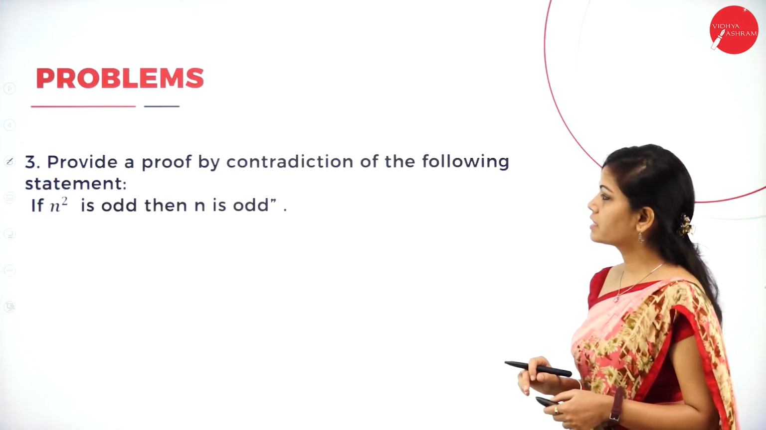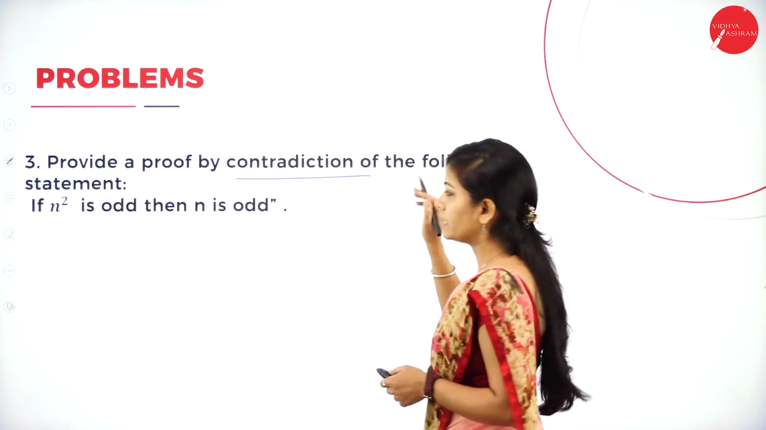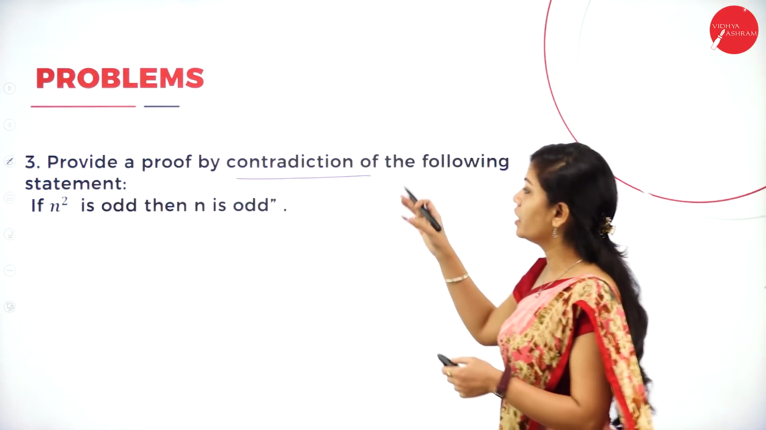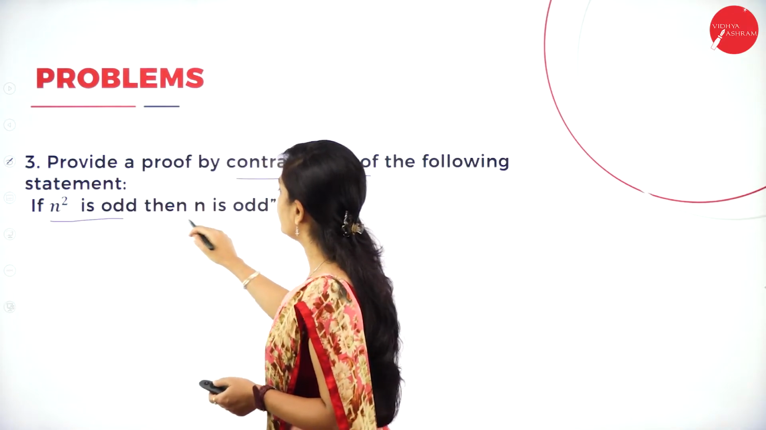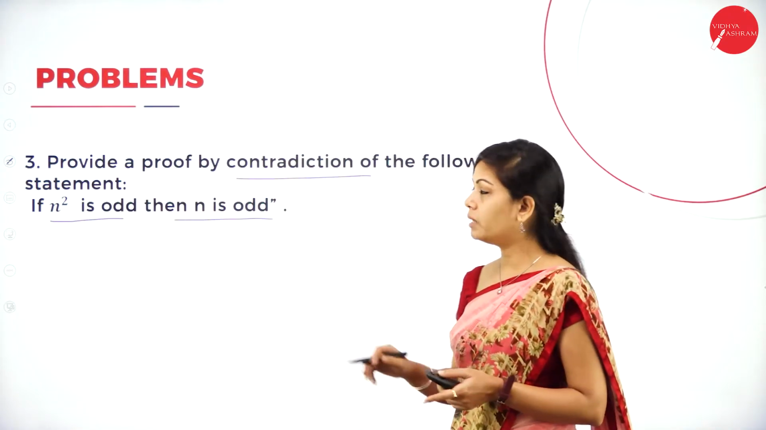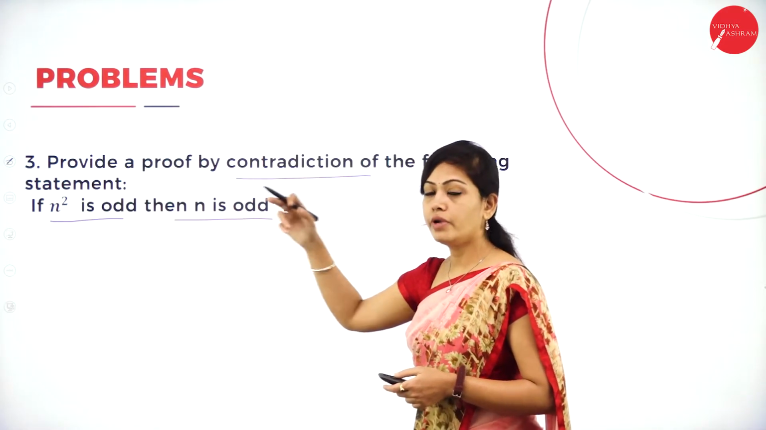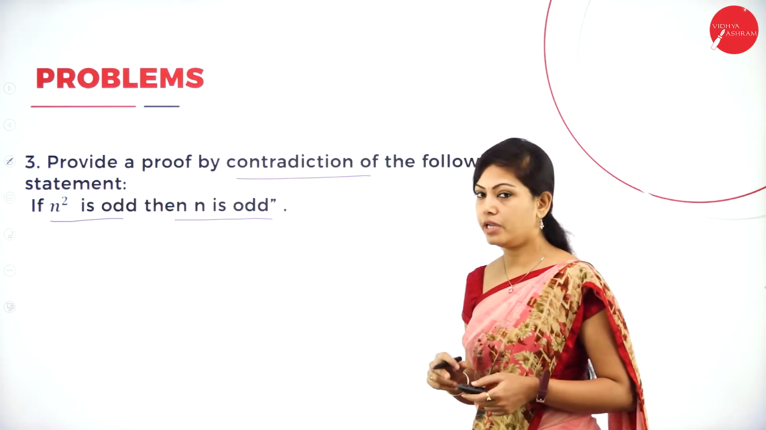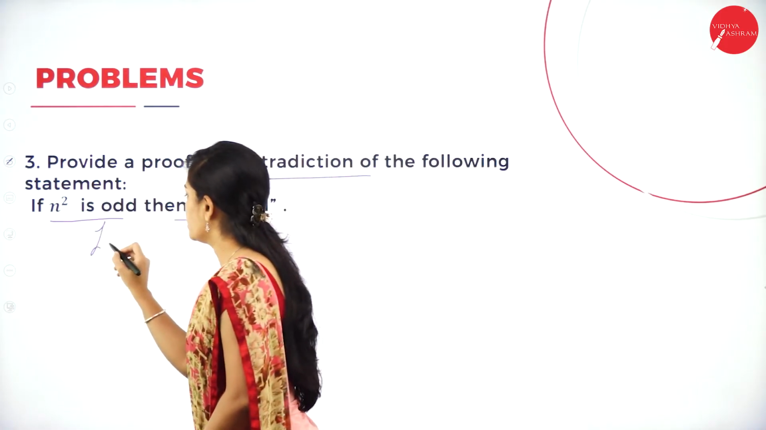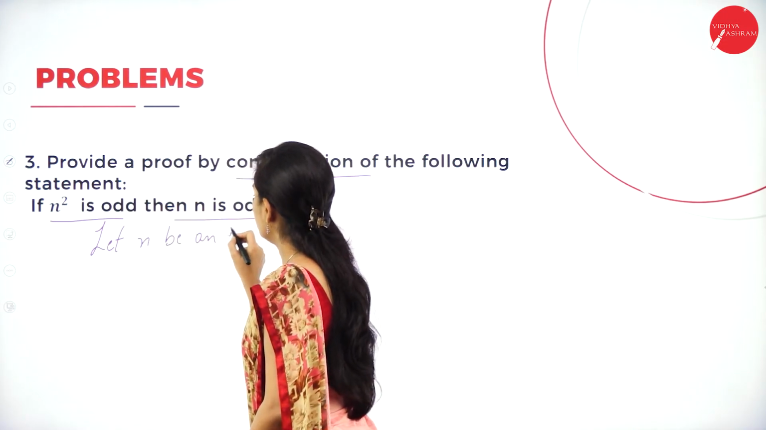So now the next problem is to provide a proof by contradiction of the following statement. Again the same question, but here we have: if n square is odd, then n is odd. Same problem, but here the given statement is odd. We have to prove that by contradiction. So the given statement is even. Let n be an integer.